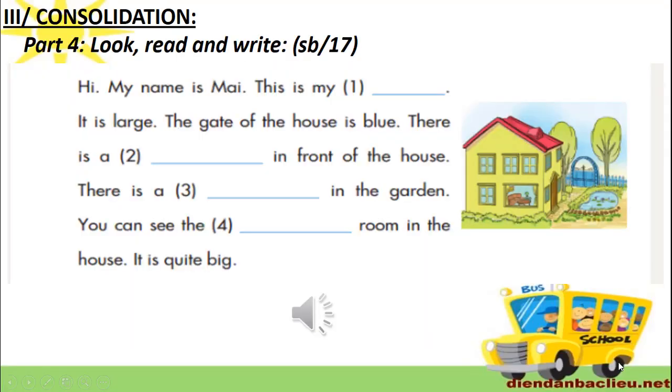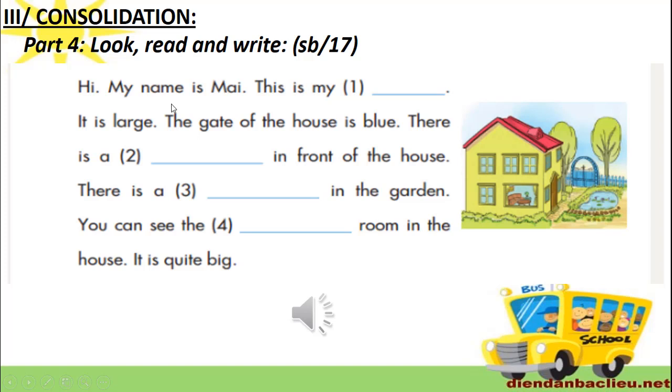You have already practiced listening and speaking. Now we practice reading comprehension in part 4. Look, read and write, student book page 17. First, you look at the picture and call out some house facilities. For example, house, living room, pond, gate, tree.